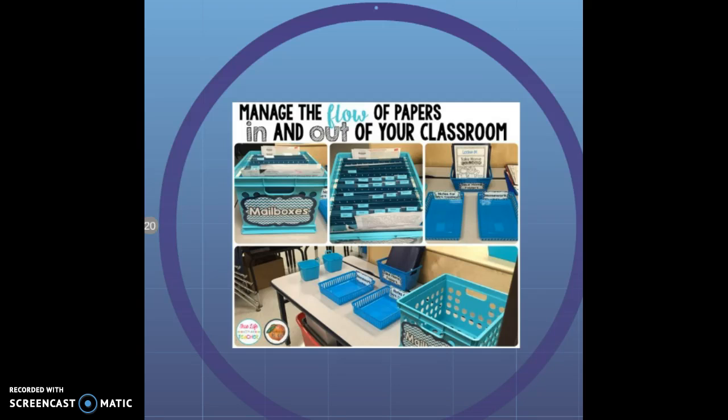This is just another management system for handling the flow of papers. I think they're all great ideas, and I would love to have a table set up just like this.